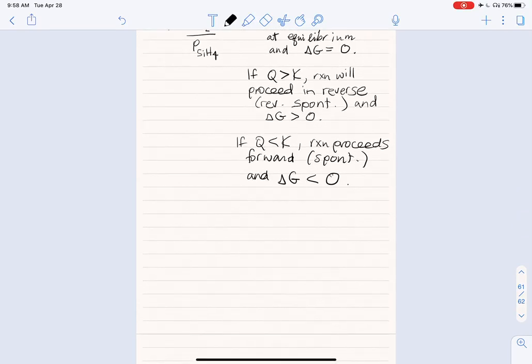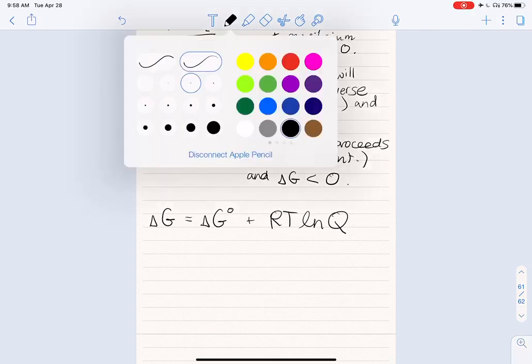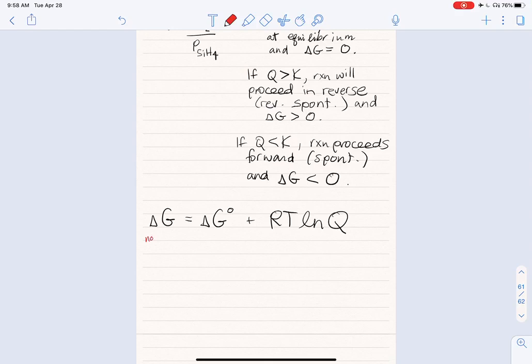So we can combine all of these ideas with one big equation: delta G not at equilibrium is equal to delta G naught plus RT ln Q. This equation is meant to be applied to non-equilibrium systems. So this is non-equilibrium delta G. Delta G naught is the equilibrium delta G. Q, of course, is a non-equilibrium term. When you are not at equilibrium, you have these driving forces towards equilibrium. That's what free energy is.